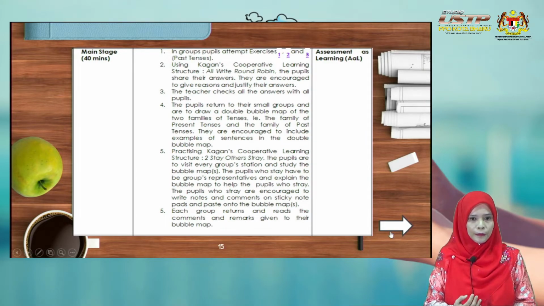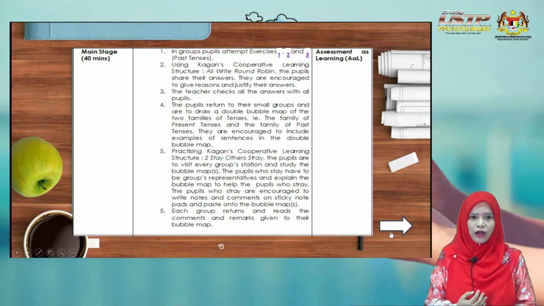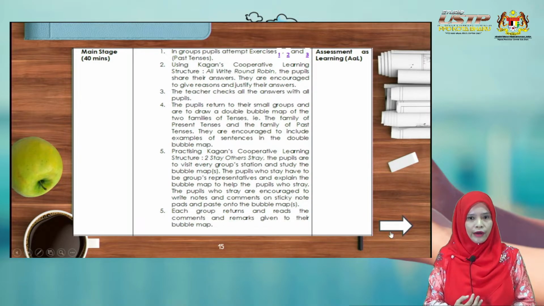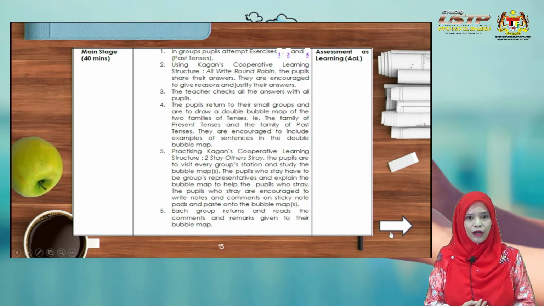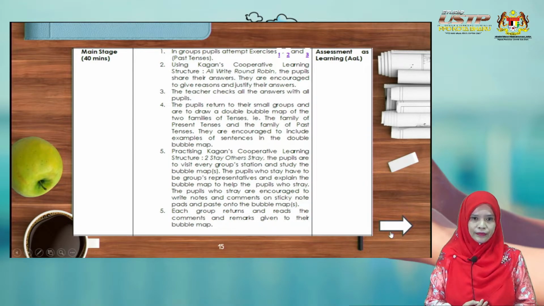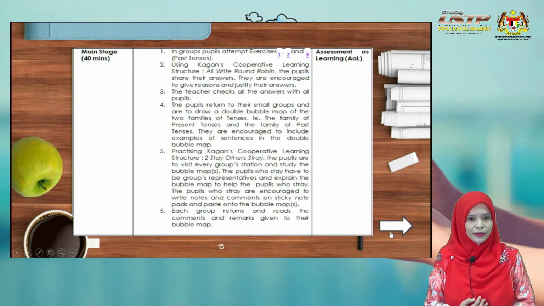Then the pupils return to their small groups and are to draw a double bubble map of the two families of tenses. There are the family of present tenses and the family of past tenses. They are encouraged to include examples of sentences in the double bubble map.